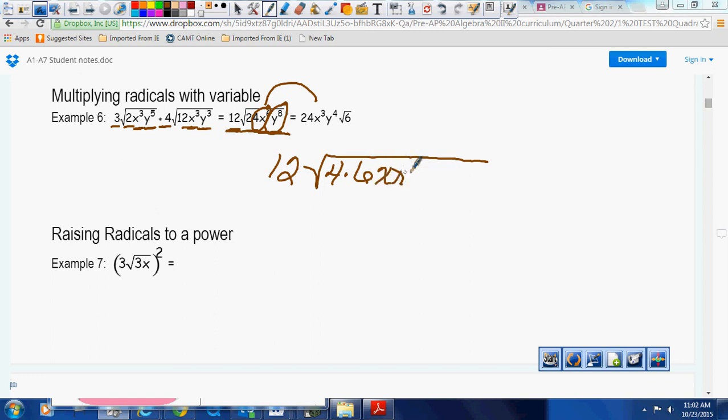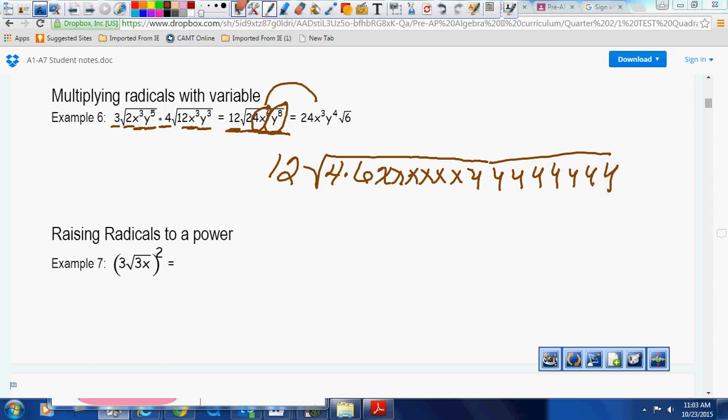1, 2, 3, 4, 5, 6, 7, 8. See, I got a little happy there. I should only have 6 of those. But then when it comes to my y's, that's what I have 8 of. So 1, 2, 3, 4, 5, 6, 7, 8. Make sure that one looks like an x.